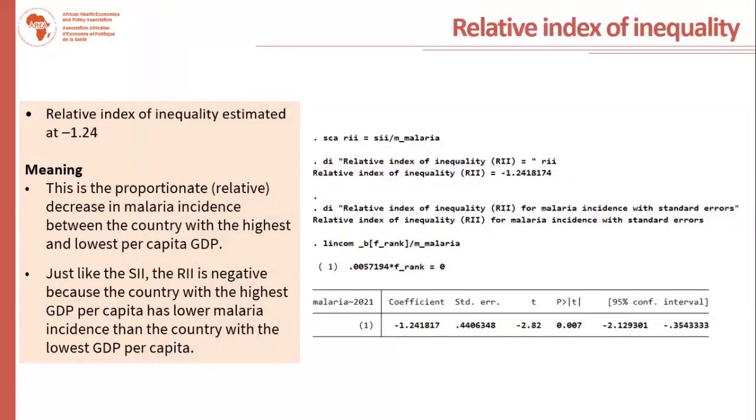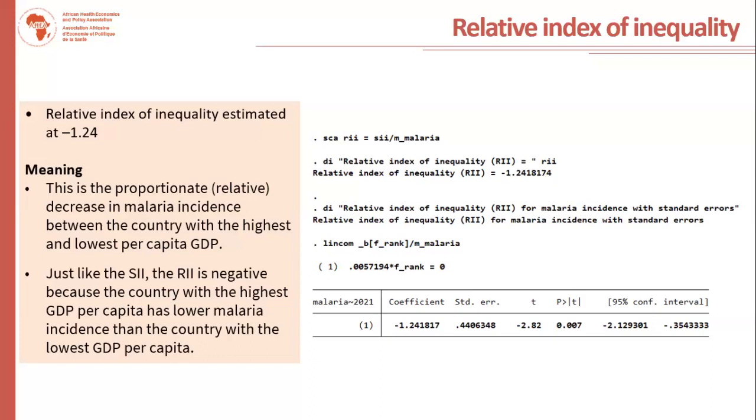Now, if you go to the relative index, which we've just seen, if you recall, it was minus 1.241. That's pretty much copy and paste. The relative index means a proportionate, relative decrease in malaria incidence between the country with the highest and lowest per capita GDP. So it's a relative difference.